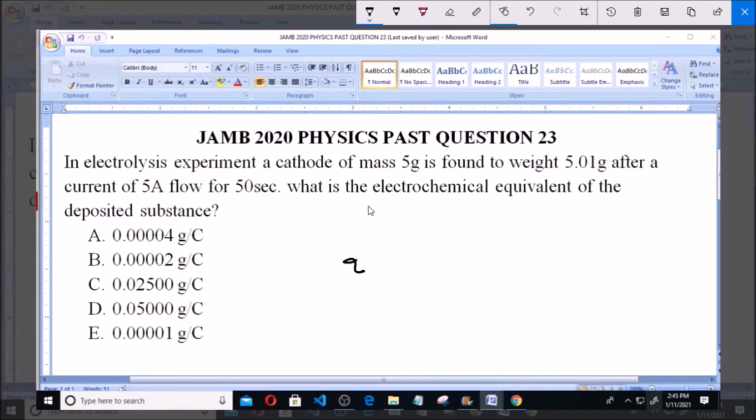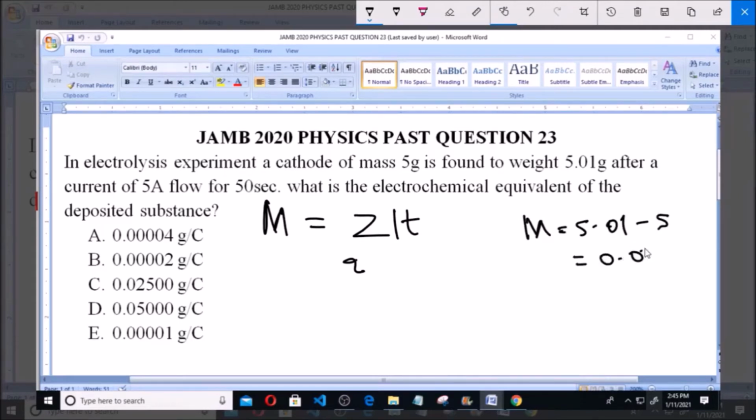Now, with something that's doing an electrolysis, mass is always deposited at the cathode. Now, M, the mass deposited, is equal to the electrochemical equivalent, which is Z, multiplied by the current flowing, then multiplied by the time for which the current flows. Now, the mass given here is 5.01. That is the mass of the cathode after the experiment. It simply means that if the cathode has a mass of 5, the mass deposited, which is M, is equal to 5.01 minus 5, and that is equal to 0.01 grams.